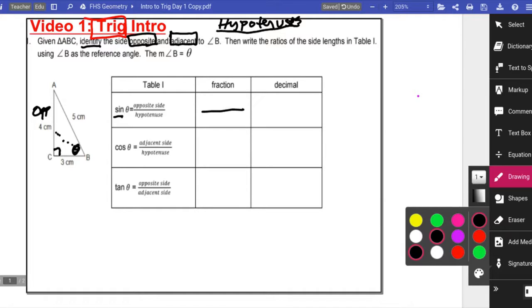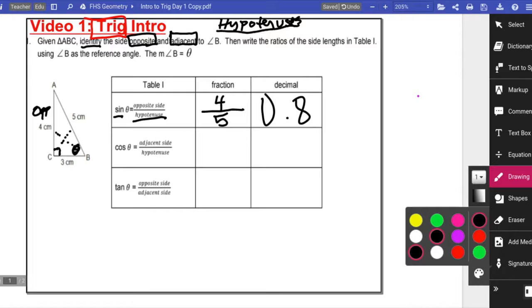To write sine, the opposite is on top, which is 4. All right, cool. Where's the hypotenuse? Hypotenuse is always located opposite from the right angle, which is 5. That's the fraction. And you can just easily put that in your calculator because I want you to come up with a decimal for that. So 4 divided by 5, that would be 0.8.